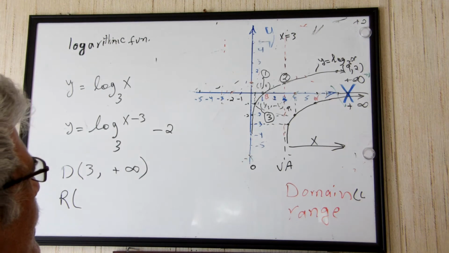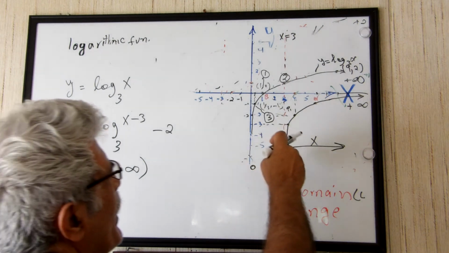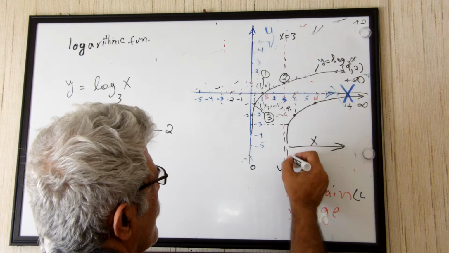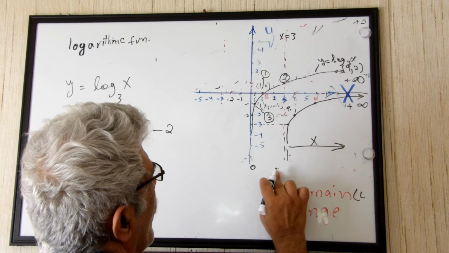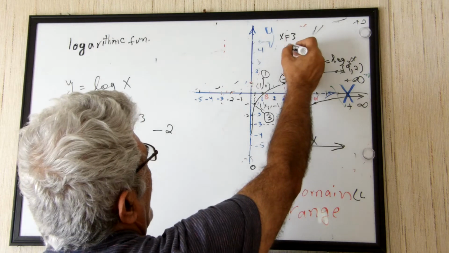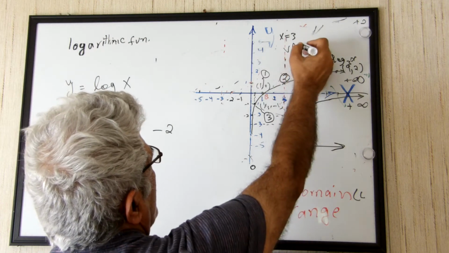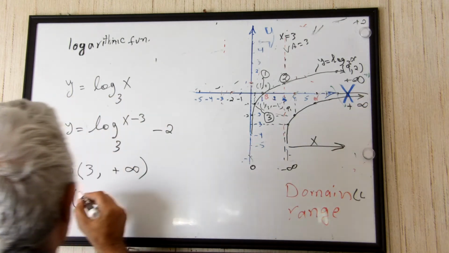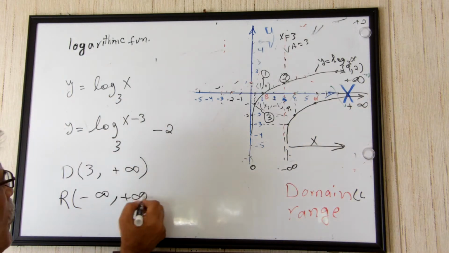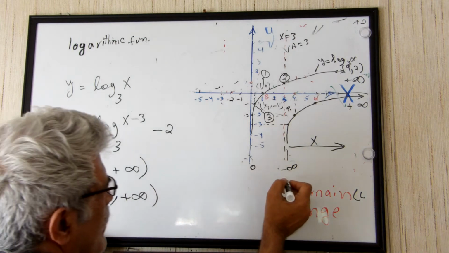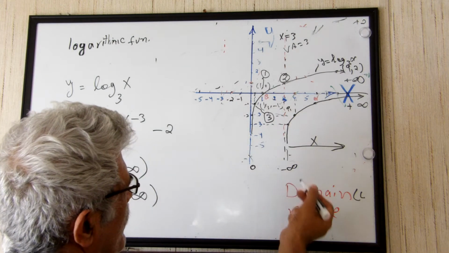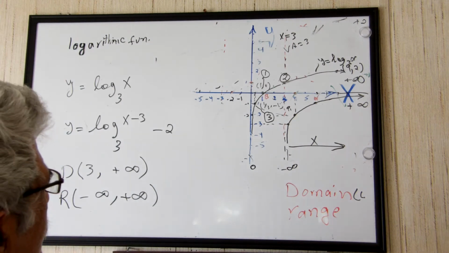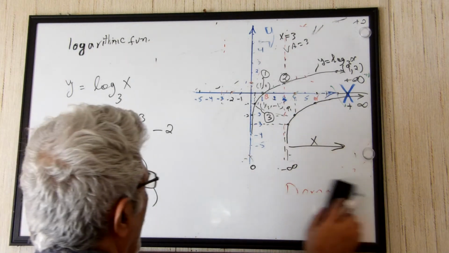What is the range? The value of y. Starting from the vertical asymptote, which is 3, it goes from minus infinity to plus infinity. Minus infinity is the lowest, since minus infinity is less than plus infinity. It's so obvious for you guys.